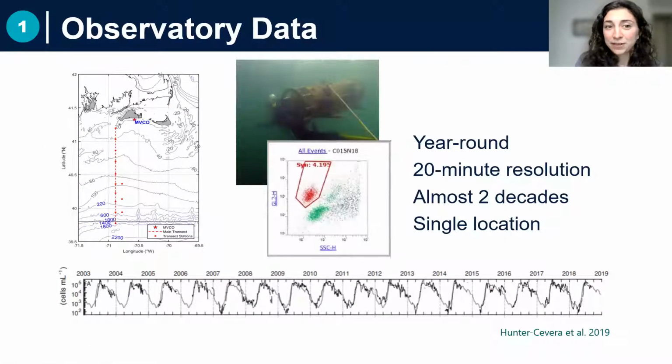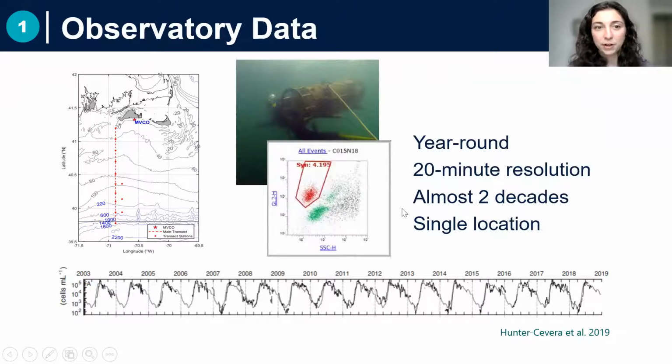The observatory is the Martha's Vineyard Coastal Observatory, or MVCO, indicated by the star here. At that site, we have deployed an in situ flow cytometer, which is sampling the seawater autonomously every 20 minutes and measuring the particles for their fluorescent signatures and estimates of cell size. So from that, we can cluster different groups of picophytoplankton, like the Synechococcus, which is shown in red here, or the eukaryotes, which are in green.